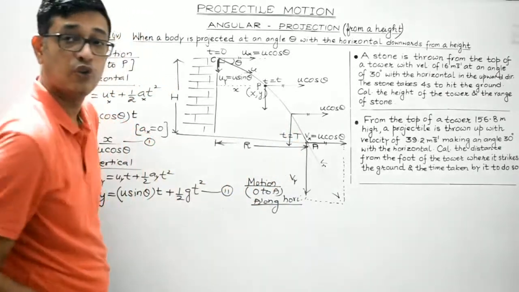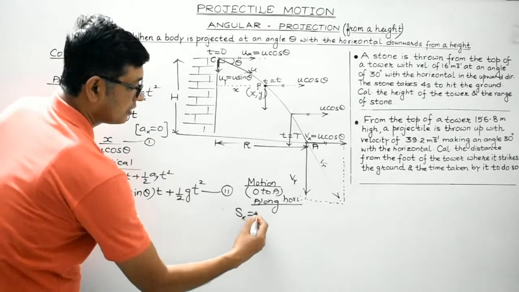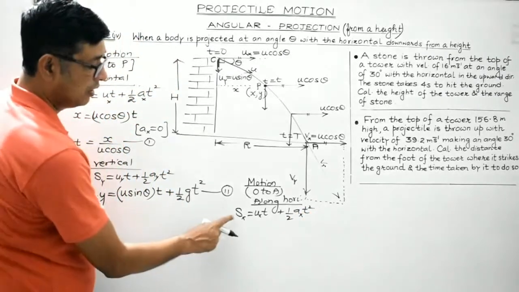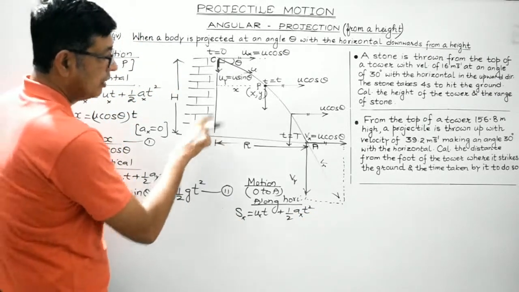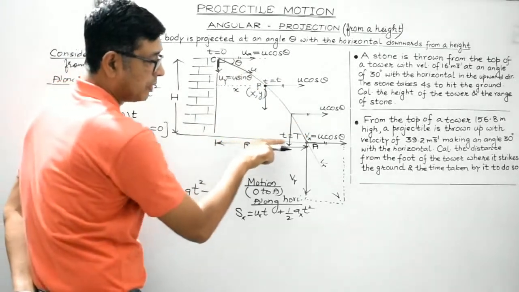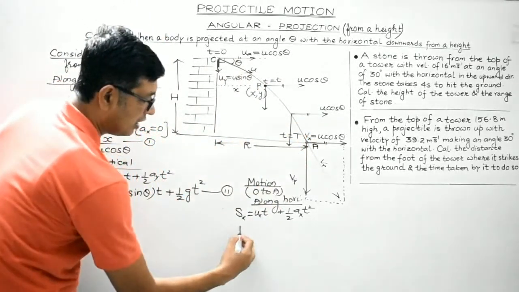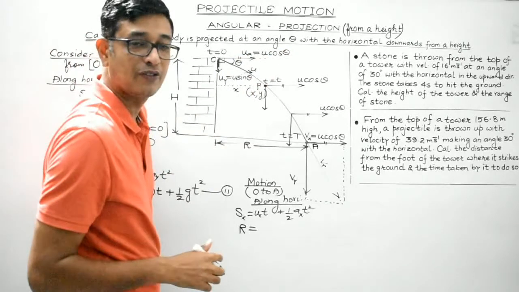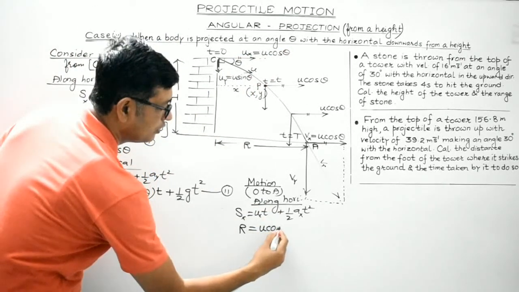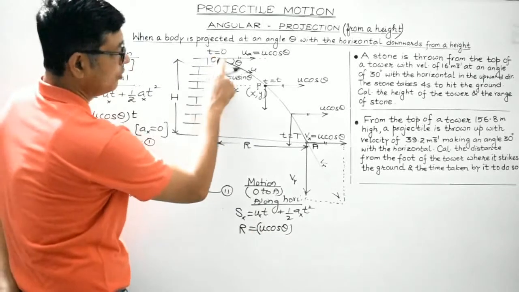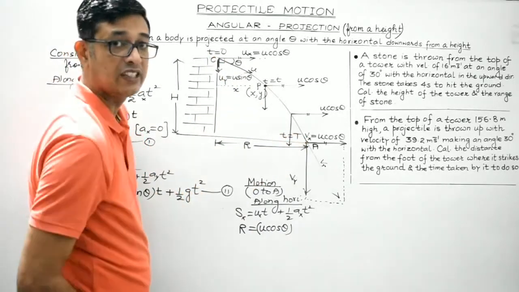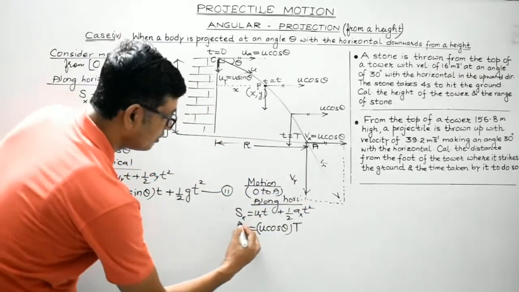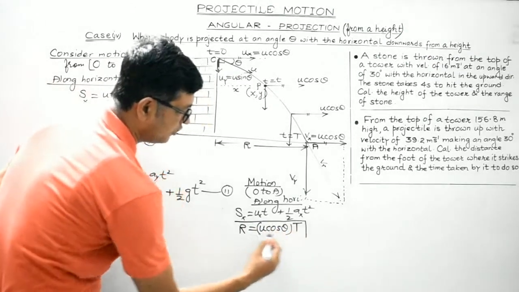So in this case, Sx is equal to uxt plus half ax t square. Now Sx, from O to A, the distance covered by the projectile along the horizontal direction, is R. Ux, students, the initial horizontal component of velocity, is u cos theta. And from here to here, the total time taken by the projectile is capital T, which is the time of flight. And ax is 0. So this will be the expression for the range.